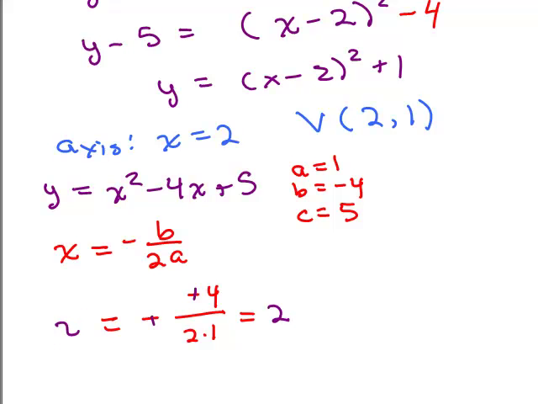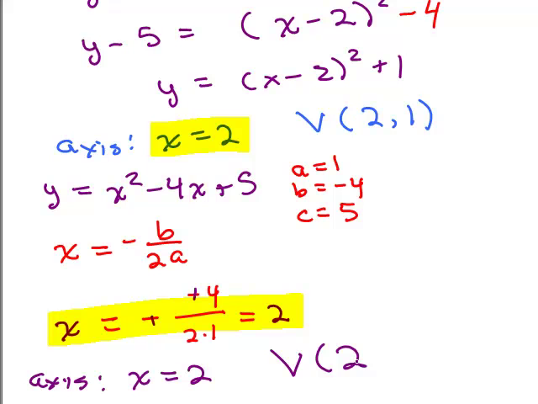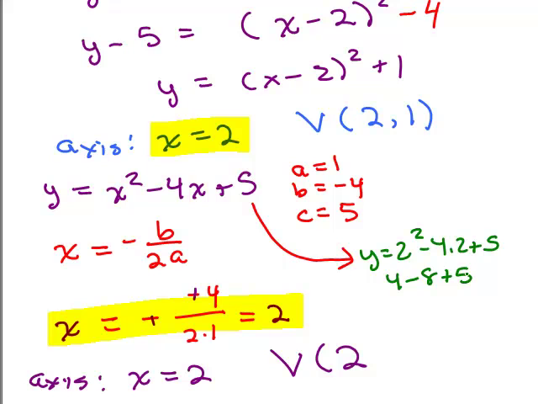Which matches exactly what I got here. x equals 2. Look, I got x equals 2. So what would I do if I wanted to find the vertex? Since I know that x equals 2 is the axis of symmetry, then for the vertex, you're going to put 2 into the equation here. So I take this equation, right? And I'm going to plug in 2 for x. So y would be equal to 2 squared minus 4 times 2 plus 5, which is 4 minus 8 plus 5. And that's 1, isn't it?